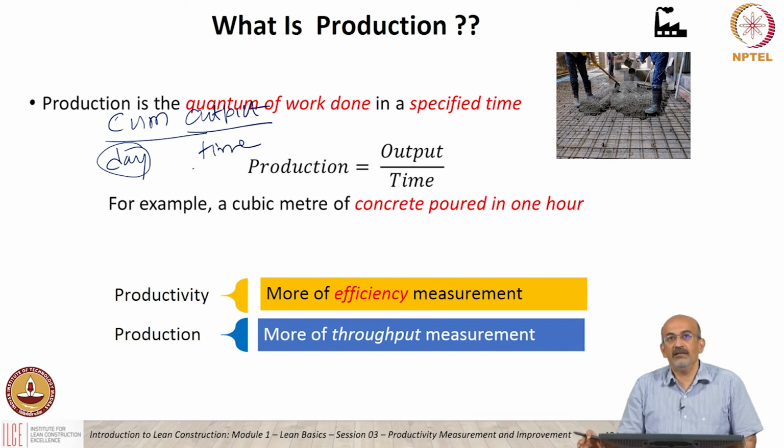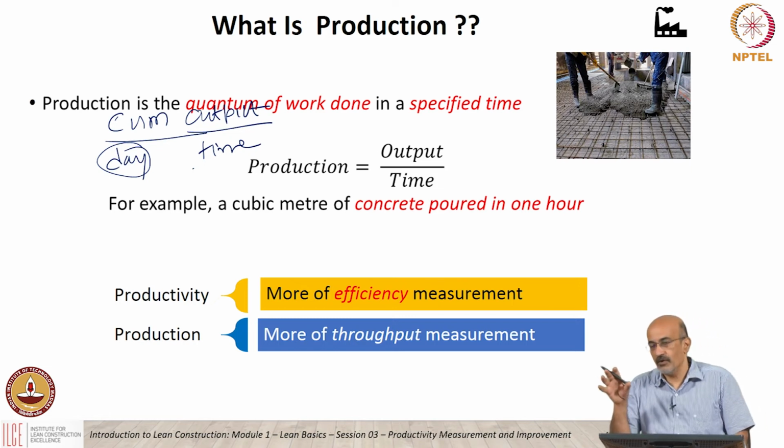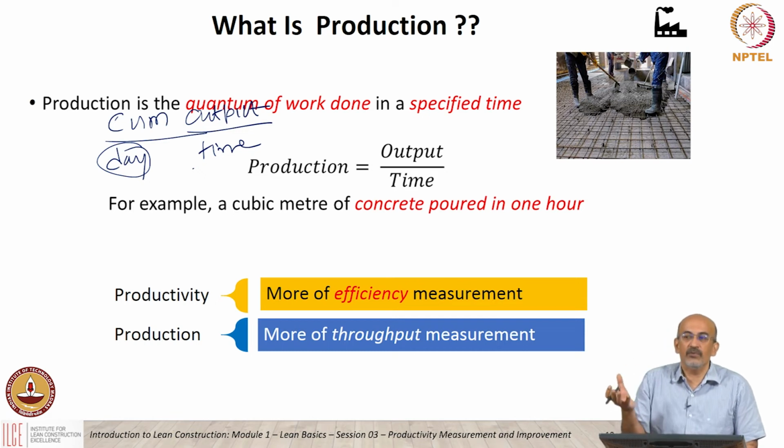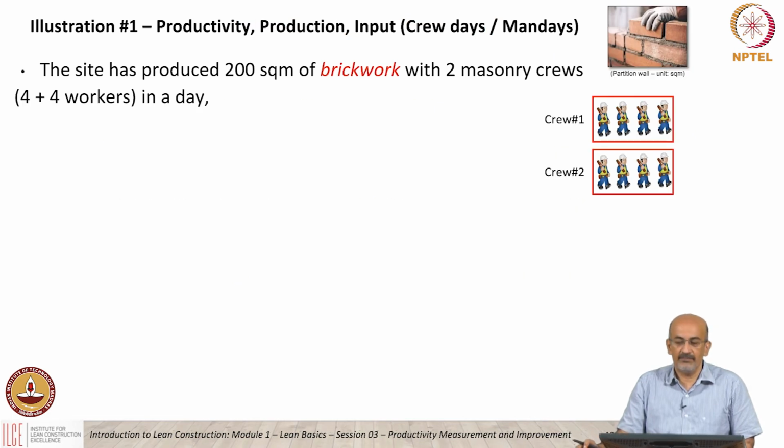So when we look at productivity and production, you can see that productivity looks at efficiency, and production looks at throughput. Now, which is more important? Both. Both are important. We cannot say productivity is more important than production, even though this course deals with productivity. On our sites, which one do we measure more frequently? Production. We measure production more frequently. So we can't say production is important and productivity is not important. Both are important.